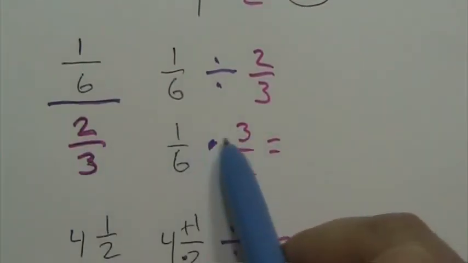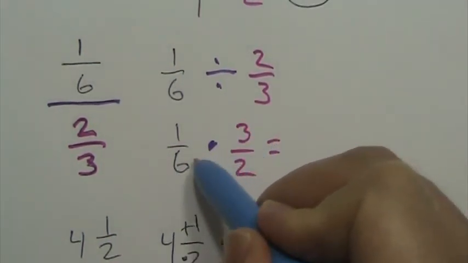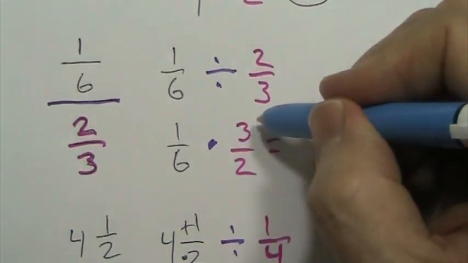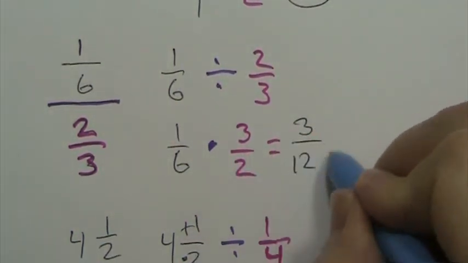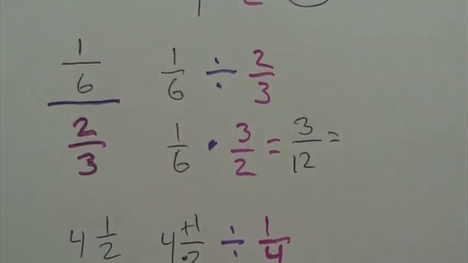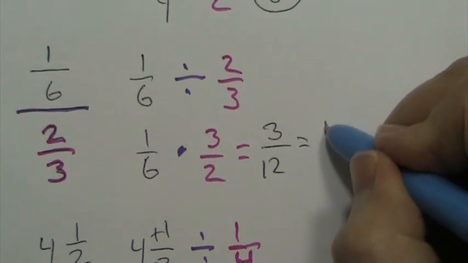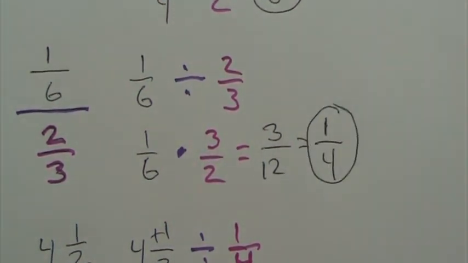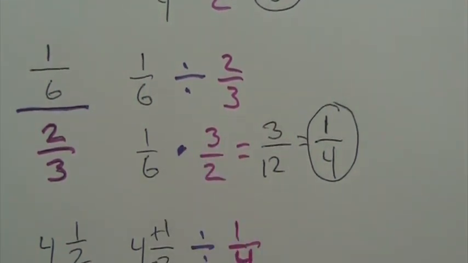On the next one, we made it into this problem. Notice that 3 and 6 can reduce. Or if you want to, you can... Okay, you know what? I'm just going to go straight across. 1 times 3 is 3. 6 times 2 is 12. And that can reduce, because 3 goes into 12. 3 goes into 3 once. 3 goes into 12, 4. And I could have reduced this earlier. I just didn't want to mess up my notes. That's all.